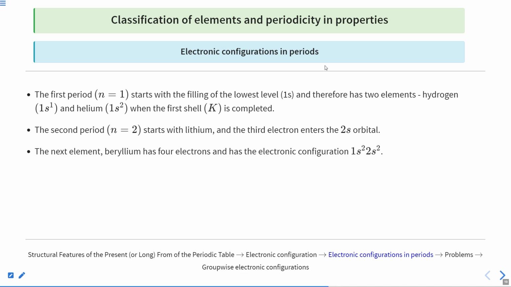Now the first period, n equals 1, starts with the filling of the lowest level, which is 1s. That's the lowest level and has 2 elements, hydrogen and helium, 1s1, 1s2. That completes the K shell.